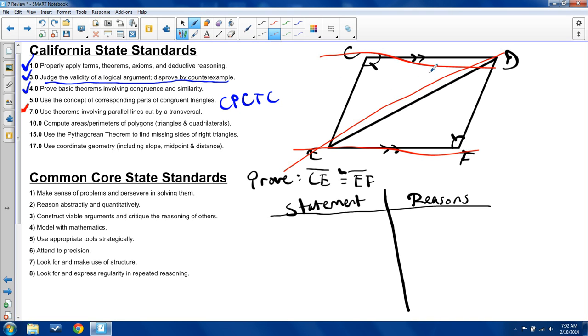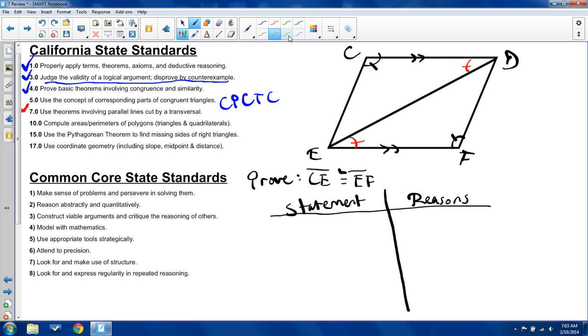Okay? With that, I have alternate interior angles, and that pops up a lot in parallelograms, but in quadrilaterals when you have the diagonal and the parallel lines. So this angle is congruent to this angle. This is angle CDE, and this is angle FED. So angle CDE is congruent to angle FED because alternate interior angles are congruent. Now I only know that because these lines are parallel, and this diagonal is a straight line. And that's known as my transversal.